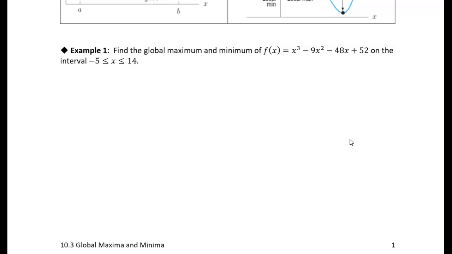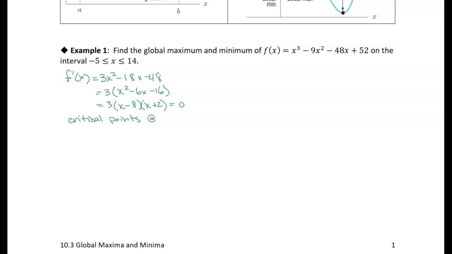Let's take a look at this function. We've already done a lot of this, but it's easy enough. It's a polynomial, so it's easy enough to look at the first derivative. It's 3x squared minus 18x minus 48, and we did this before, but let's do it again. Factor a 3 out: x squared minus 6x minus 16. I'm doing this because I want to factor it, so I get 3 times (x minus 8) and (x plus 2). If we want to find the critical points, we set it equal to 0. So we have critical points at x equals minus 2 and positive 8.